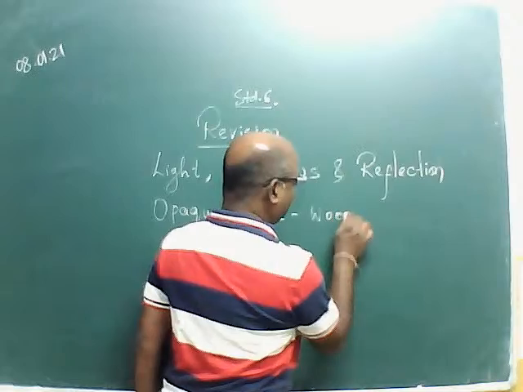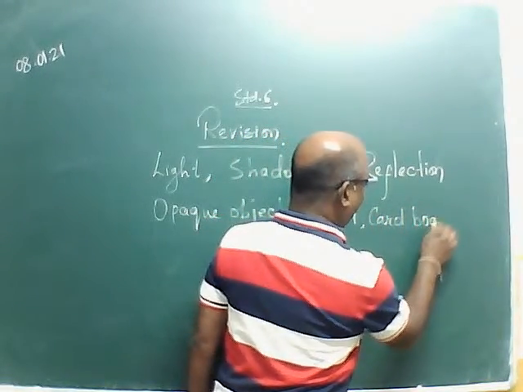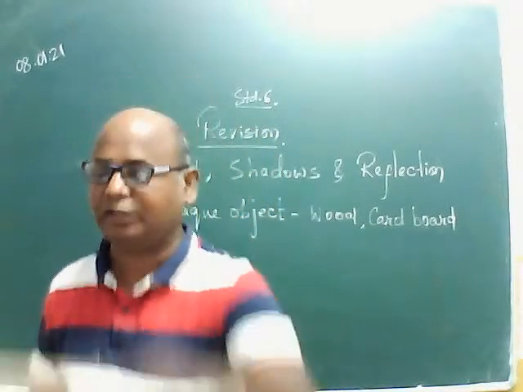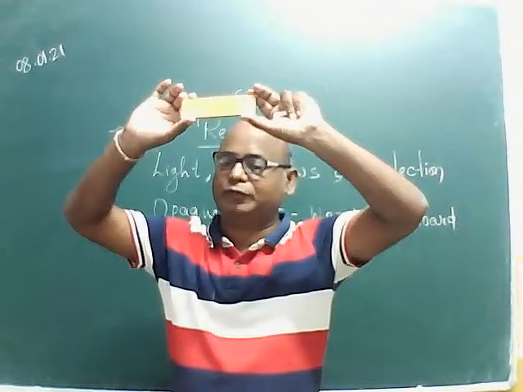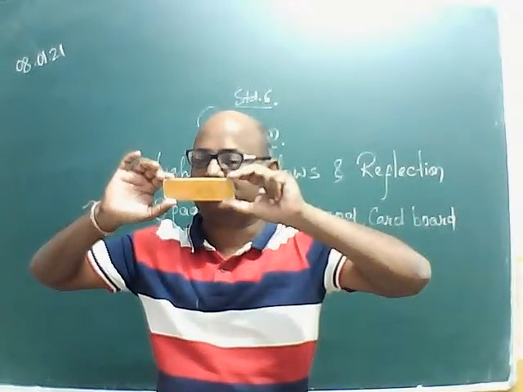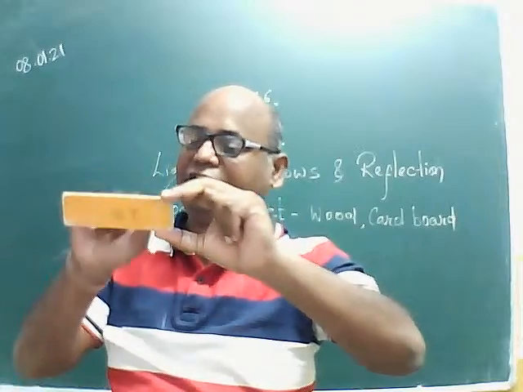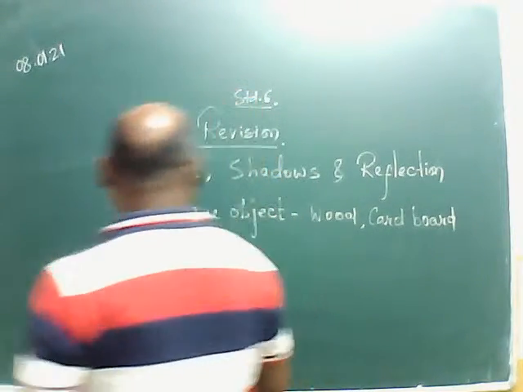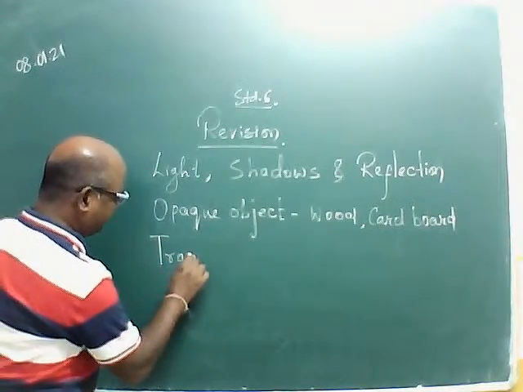So, for example, wood, cardboard, all these are opaque objects. Wood is an opaque object. You told very correctly. If I want to see through this wood, I can't see it because light cannot pass through it. Okay. So that is a very correct answer. Then give an example for translucent.